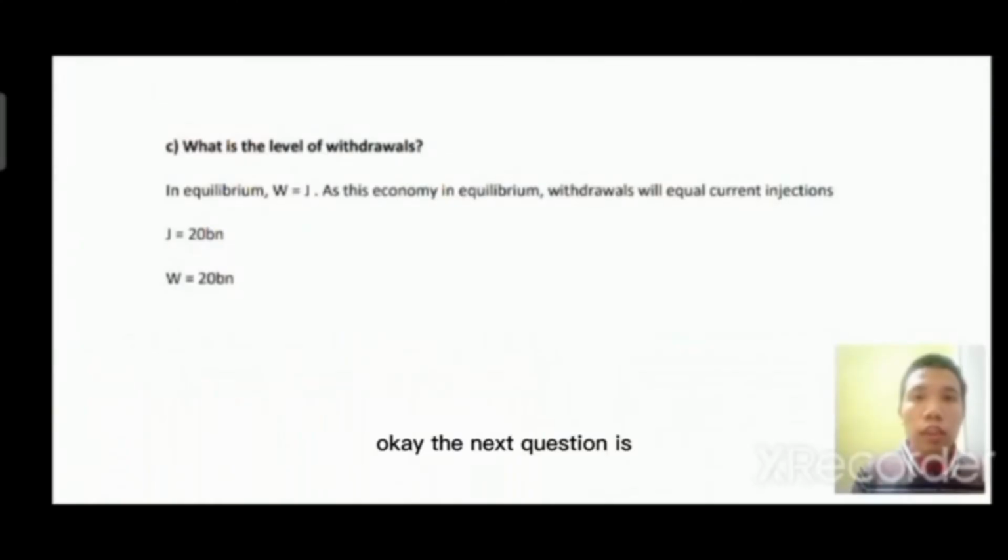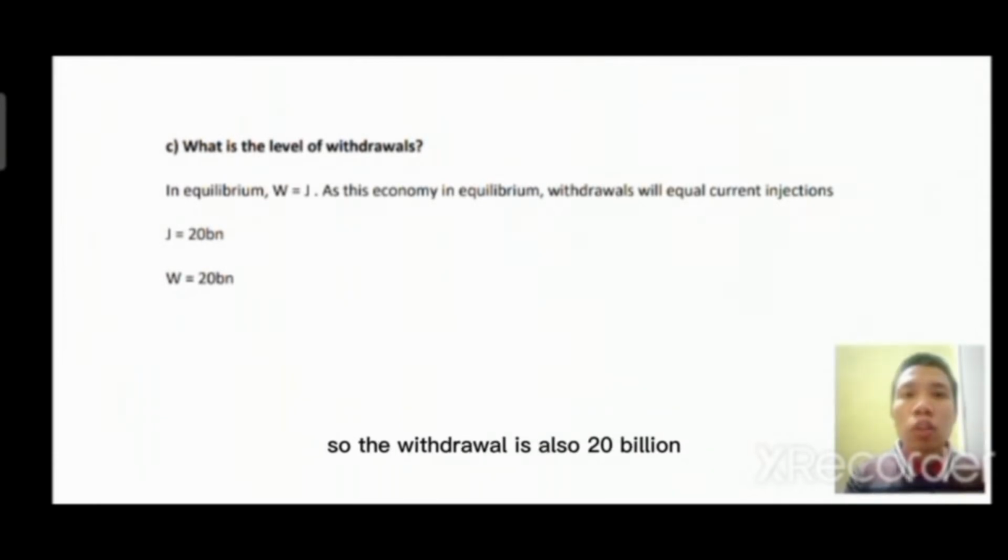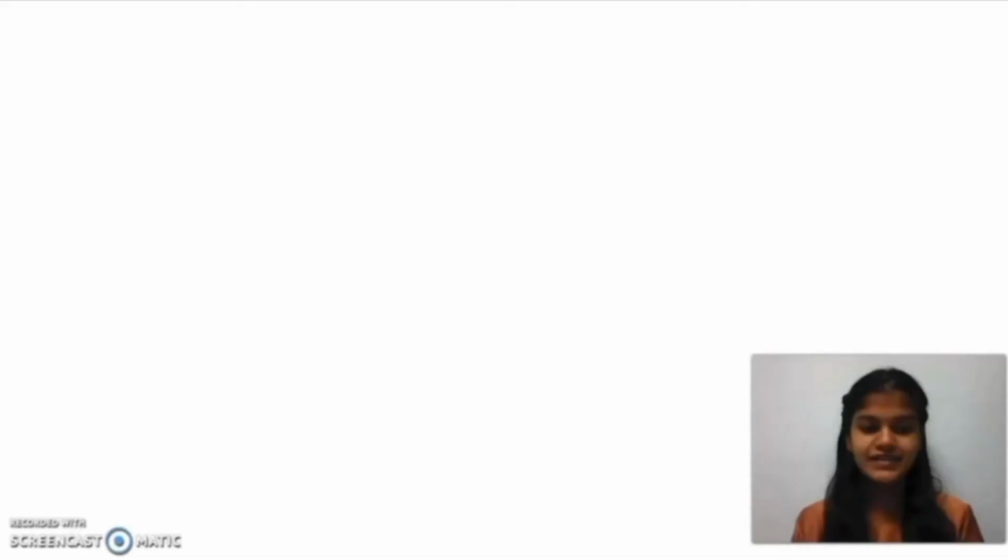Okay, the next question is, what is the level of withdrawals? In equilibrium, we know W is equal to J. W is withdrawal and J is injection. So we know the injection is 20 billion. So the withdrawal is also 20 billion.